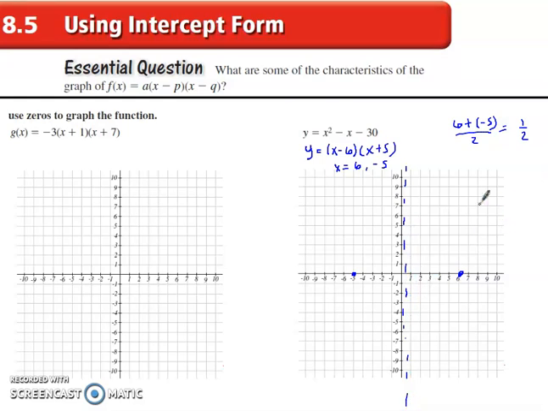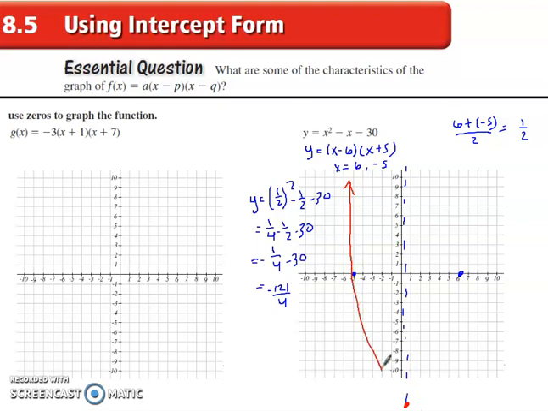To determine where the vertex lies, I then plug in 1/2, so y equals 1/2 squared minus 1/2 minus 30. So 1/4 minus 1/2 minus 30. -1/4 minus 30 is going to be -30 and 1/4, or -121/4. Either way, that is way beyond my graph again, so somewhere way down here at 1/2 and -30 and 1/4. So my parabola is going to be an upward-facing parabola looking something like this.